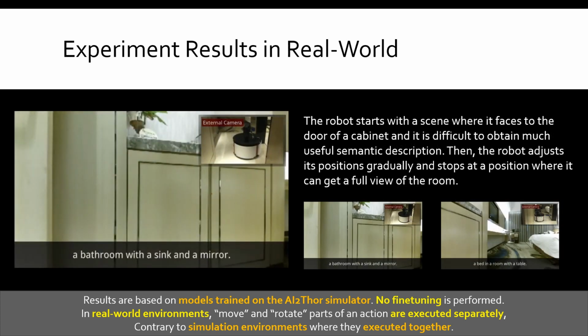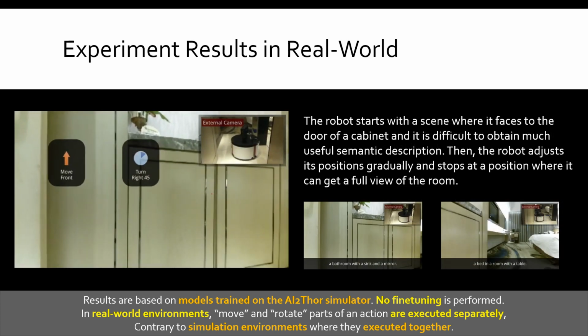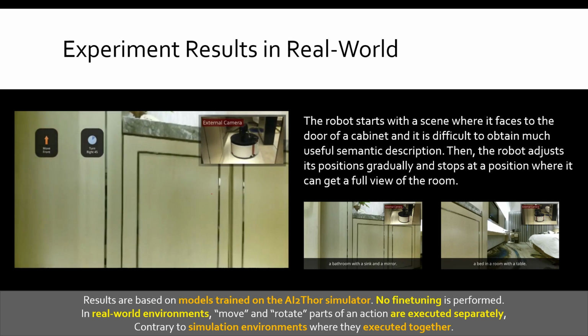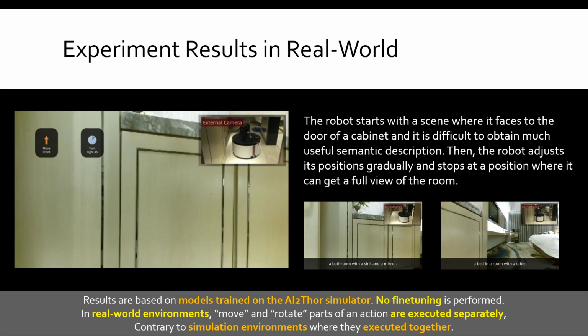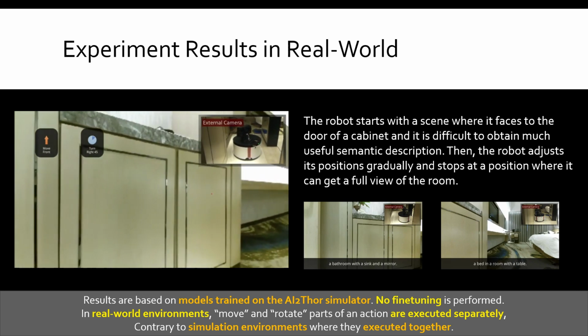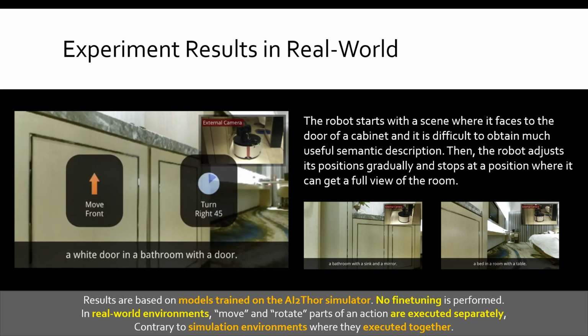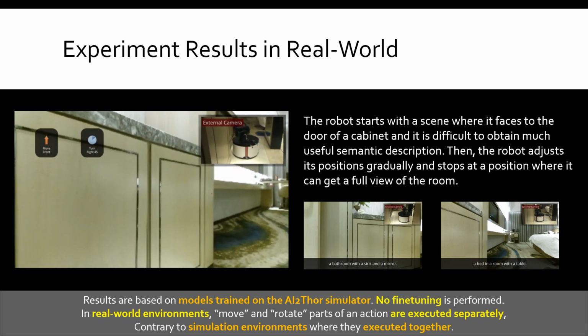In this example, the robot starts with a position where it faces the door of a cabinet and it is difficult to obtain much useful semantic description. Then, the robot adjusts its position gradually and stops at a position where it can get a full view of the room.